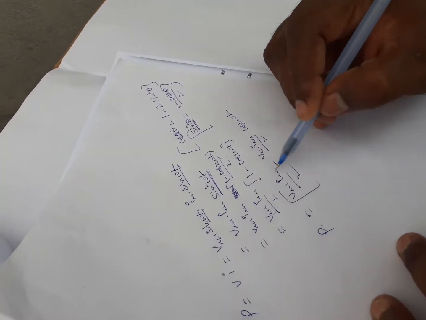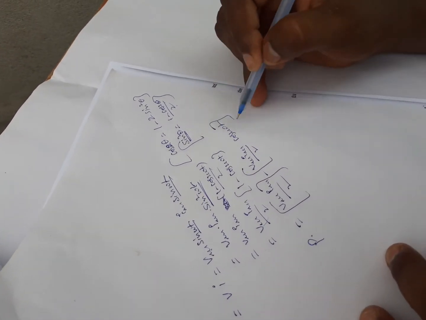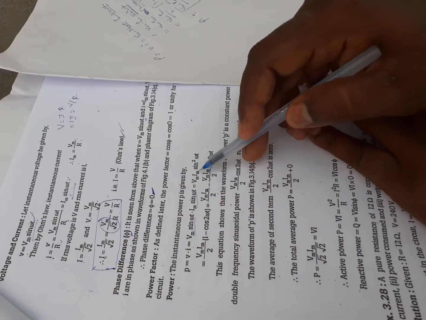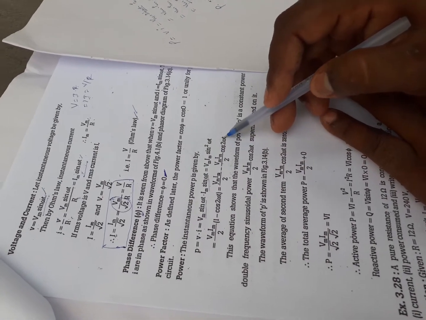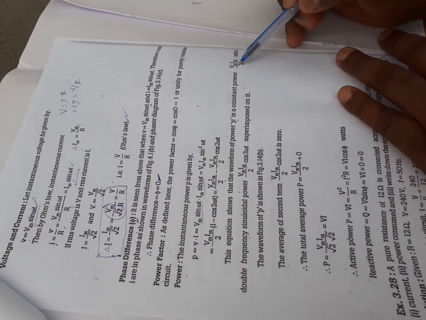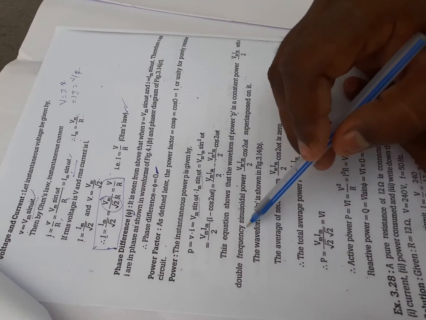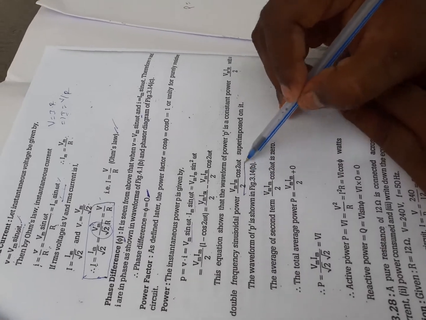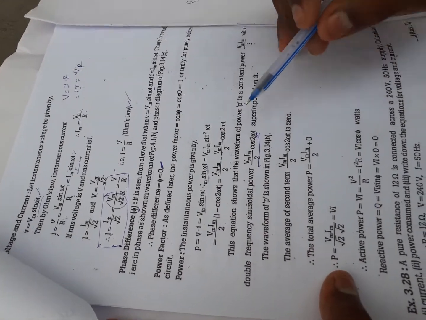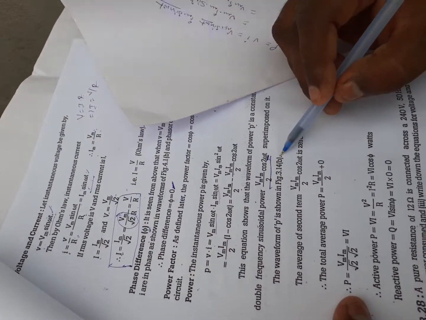If you observe, this is one term and this is another term. Okay, so we have this equation: Vm Im by 2 minus Vm Im into cos 2 omega t. The equation shows that the waveform of power is a constant value Vm Im by 2 with a double frequency sinusoidal power. This is double frequency. Why? Because 2 omega t. So 2 omega t is a double frequency term. The waveform of P is also shown in the figure.